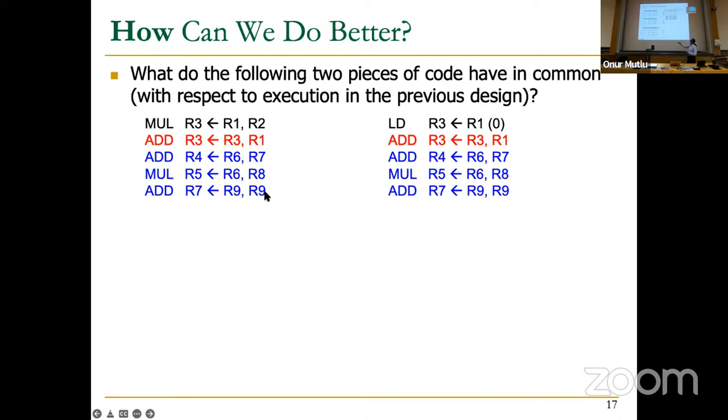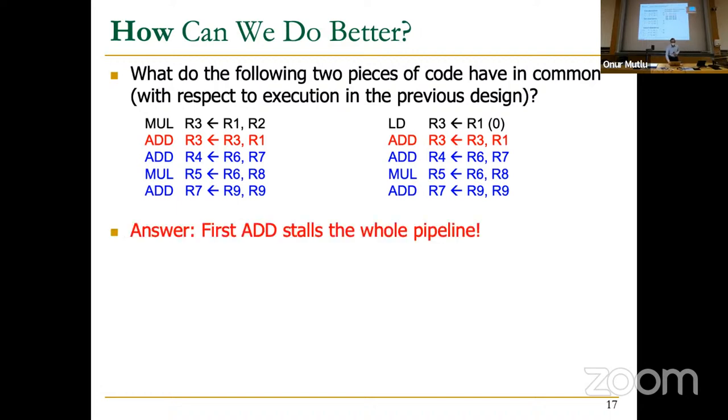So these are two code examples on the left and on the right. They're exactly the same, except that the first instructions are different. One is a multiply and the other is a load. So I kind of answered the first one. But there's another answer over here. Basically, these two pieces of code have in common that the first add stole the whole pipeline, right? So why? You have a multiply instruction. Multiply takes long. That's the assumption. I didn't say it over here, but multiplies usually take long.